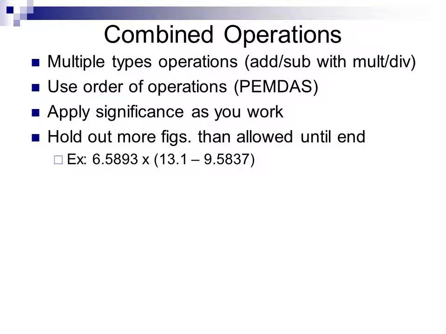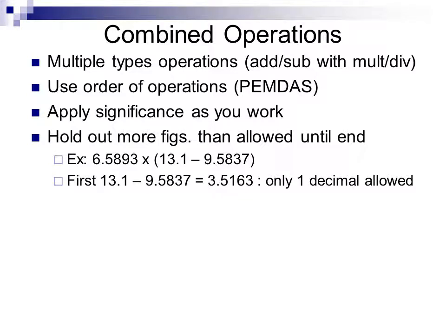So as an example, if we take 6.5893 and multiply it by the subtraction of 9.5837 from 13.1, so 13.1 minus 9.5837, and then multiplied by 6.5893, the order of operations indicates that we should do our subtraction first. So the first thing we'll do is subtract 13.1 minus 9.5837, which gives us 3.5163. Now, because the original number, the 13.1, has only 1 decimal place, we can only keep 1 decimal place in our answer, which would round us to 3.5.